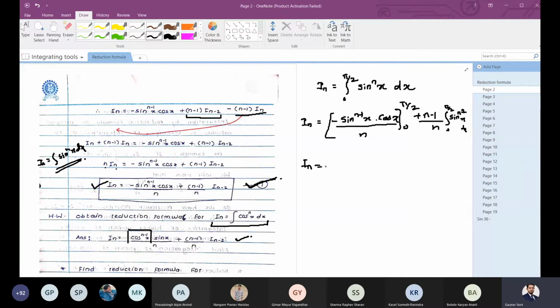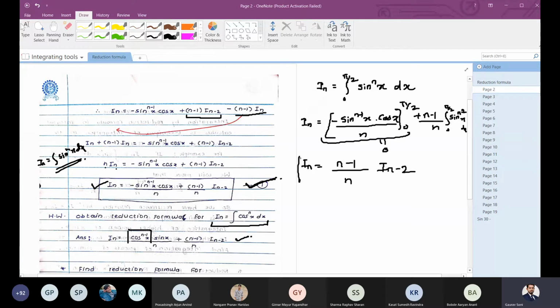What's happening for the upper limit? At pi by 2, cos pi by 2 becomes 0. When you put the lower limit, sine 0 is 0. So the first term completely becomes 0. What is the second term? (n minus 1) upon n times I(n minus 2).